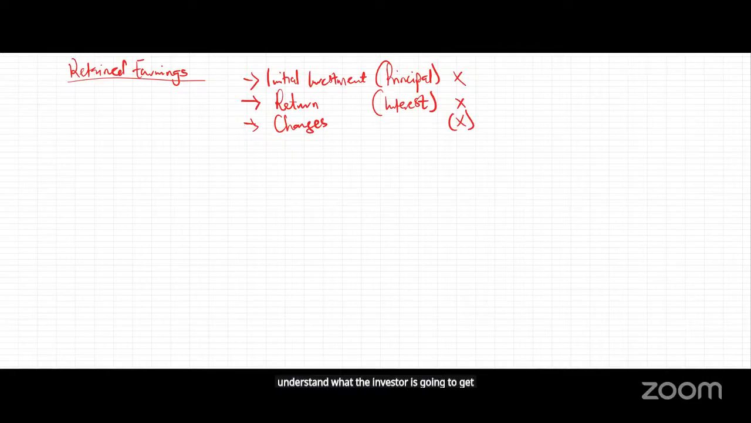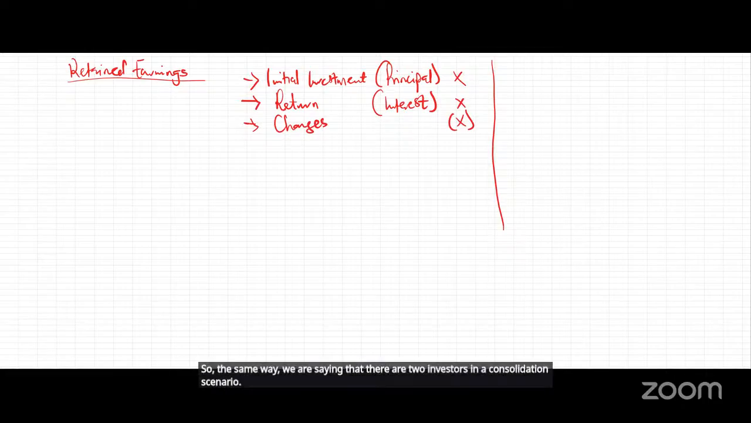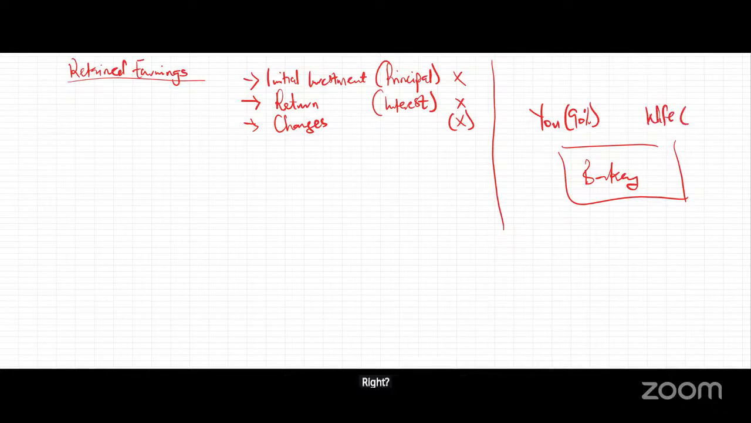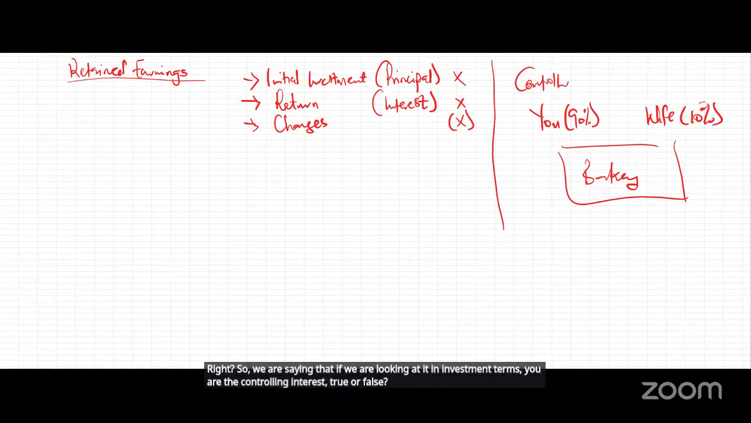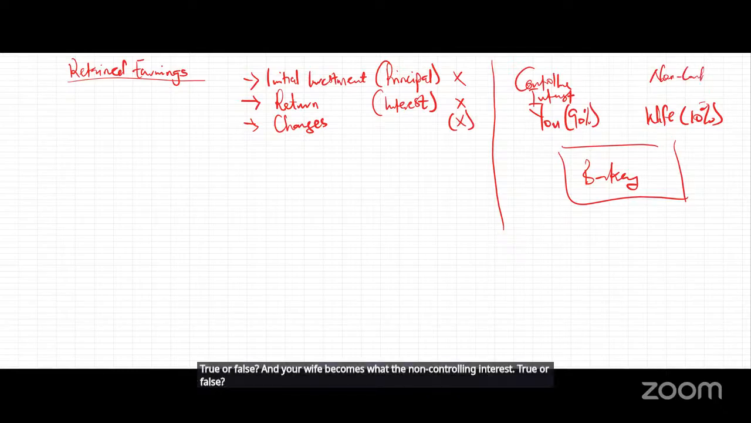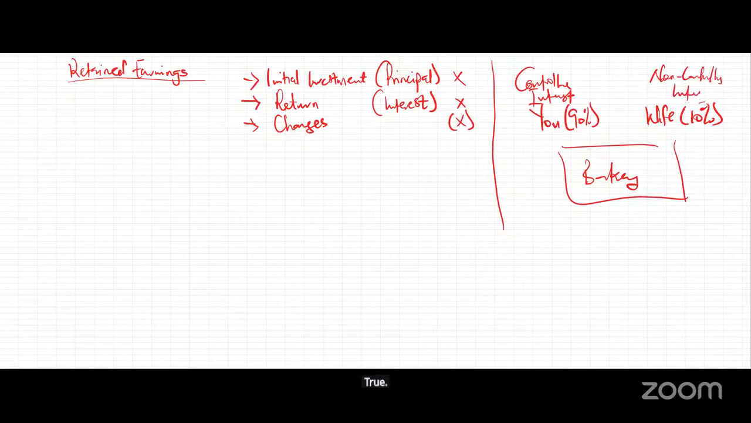Yes, it will. So in the same way, there are two investors in a consolidation scenario. The main company, let's say there's a bakery, right? This is the bakery. And then you and your wife decide to invest in the bakery. You contributed 90% of the whole thing, and your wife contributed 10%, right? So in investment terms, you are the controlling interest. True or false? True. And your wife becomes the non-controlling interest, because she only has a small percentage.